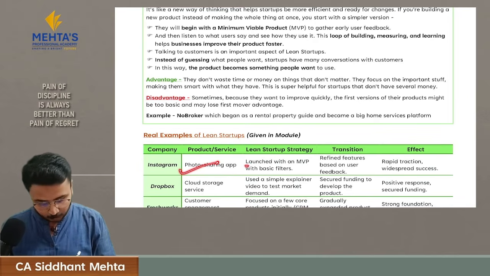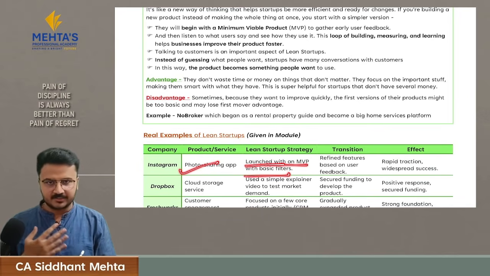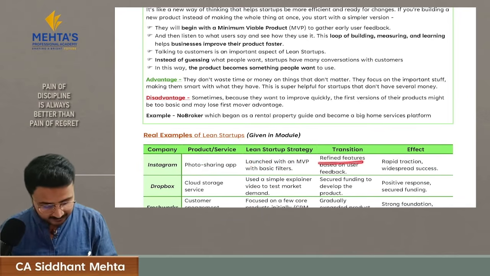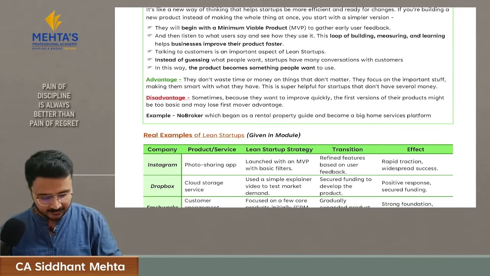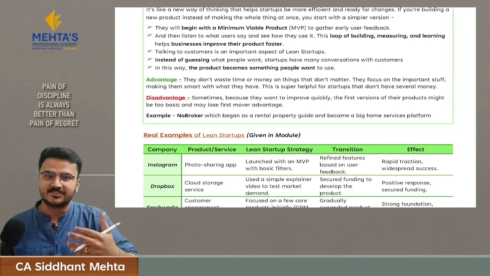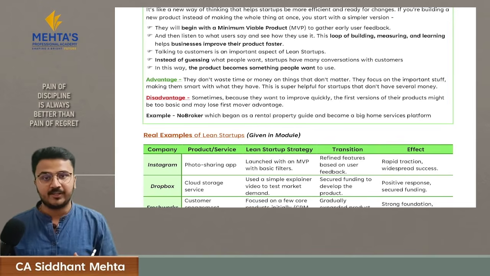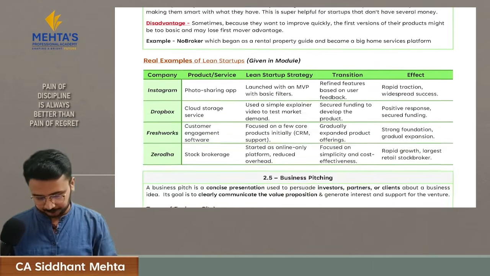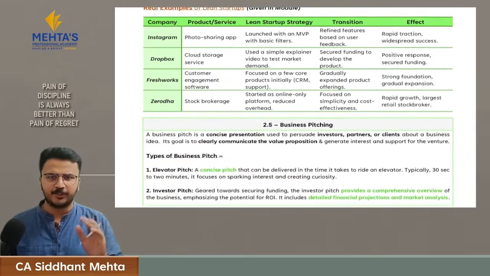Then they launched with an MVP with basic filters, that is a photo sharing app, but they refined the features based upon users' feedback, and then they got rapid traction and widespread success because now they are able to engage their audience in different ways, that is through reels or through stories. There are also a few examples which are given, you can go through them once.